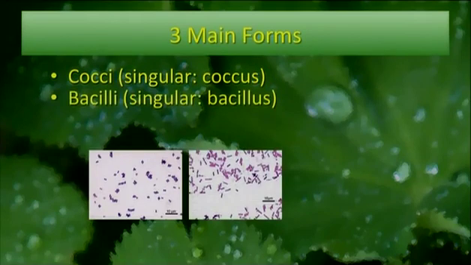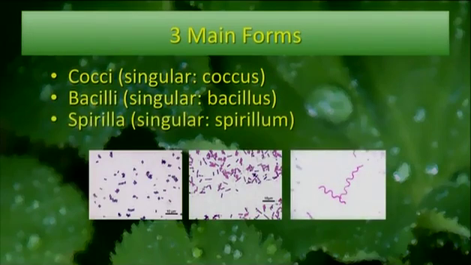The second main type of form that bacteria come in are called bacilli, singular bacillus, and these are rod-shaped. And the third type is called the spirilla, singular spirillum, and these tend to be spiral-shaped or comma-shaped.